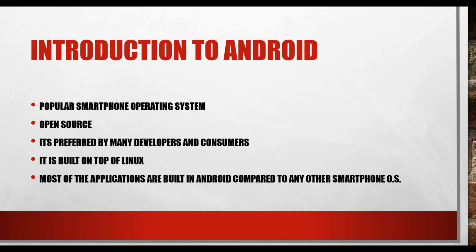If we see an Android device, the applications will be decided by the vendor. For example, if we take Samsung, they will install all the required applications. If you want to manually add or remove some applications, we can use the open source and build our own application. It is preferred by many developers and consumers because Android is used by many different mobile devices. So most probably the developers will also choose this, and Android is built on the Linux kernel.